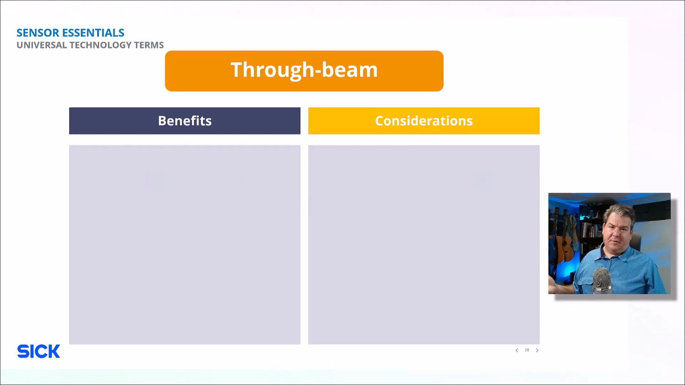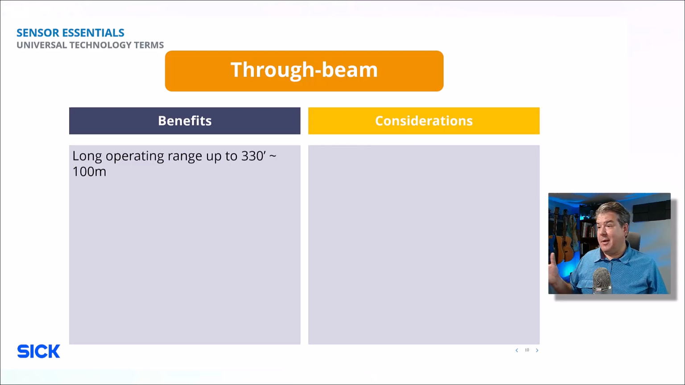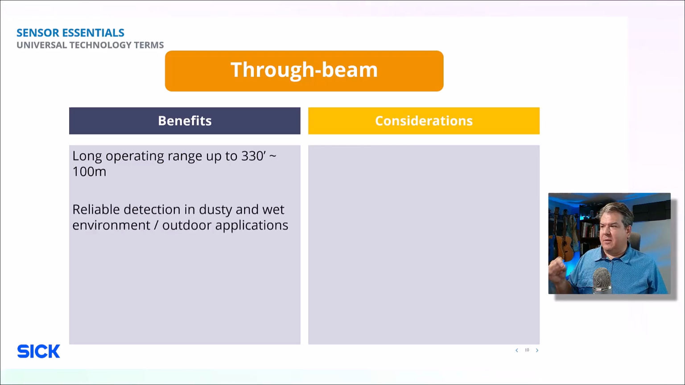So what are the benefits of a through beam sensor? They have a really long range. So we can get out to 330 feet, 100 meters with a whole lot of excess gain. They're great in outdoor applications and dusty, wet environments because of that extra gain. And we can also detect highly reflective targets.